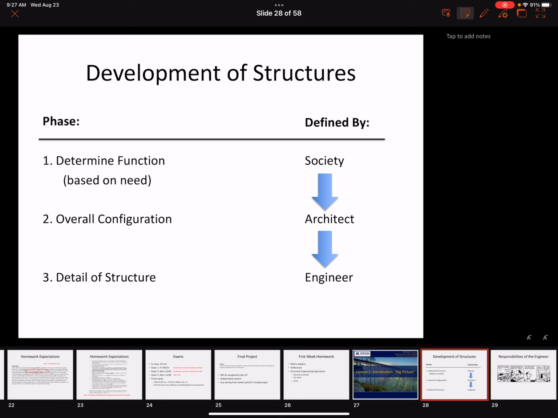And then once that initial configuration is established, the engineer is brought on board to make sure that it obeys the laws of physics and things like that. Determine the details of the structure, size things, design connections, all of that.